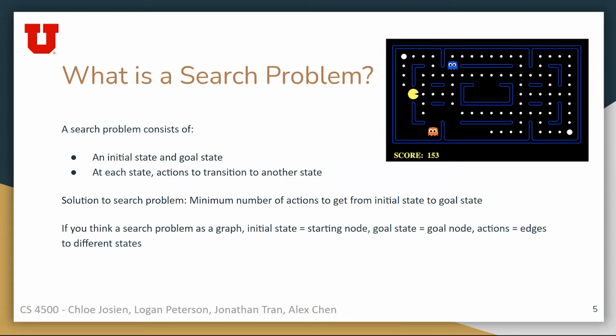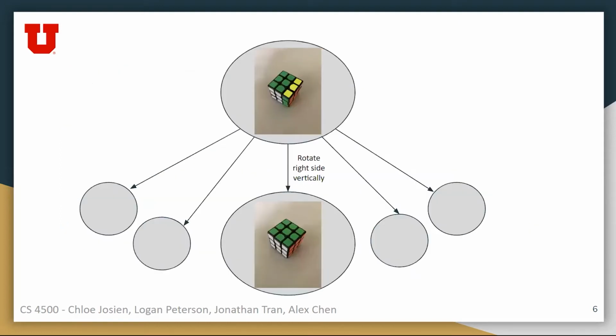So if you think of a search problem like a graph, your initial state is a starting node and your goal state is the goal, while all the actions are different edges to different states. So let's look at this visually. So here we have a Rubik's Cube example again. If you have a Rubik's Cube like up at the top, you can rotate the right side vertically and you get a solved cube. But you could also rotate it to the left or to the right, or any number of combinations.